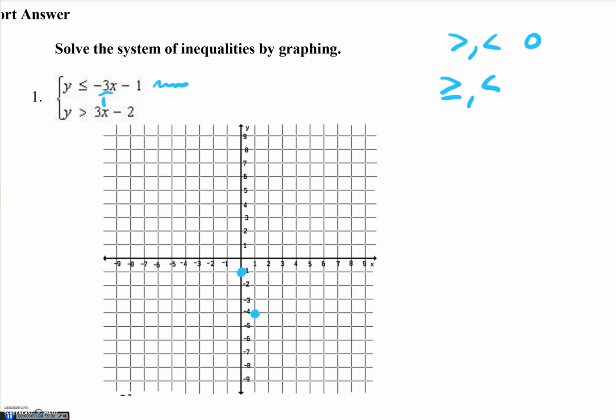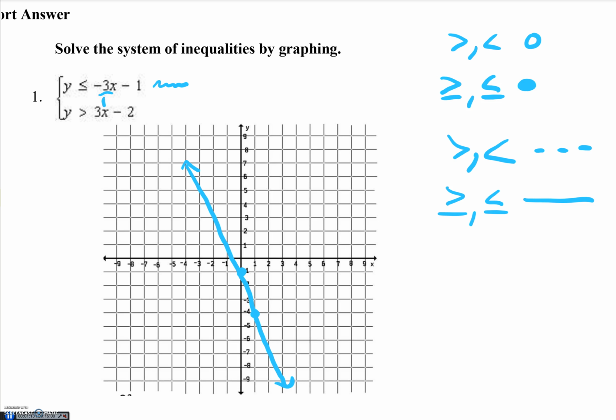Now, just like greater than and less than are open circles on our number line, and greater than or equal to and less than or equal to are closed circles on our number line, when we graph in the coordinate plane, greater than or less than are dotted lines, greater than or equal to and less than or equal to are solid lines. So since the first one, the blue line, is less than or equal to, we're going to have a solid line. We'll talk about shading in a second.